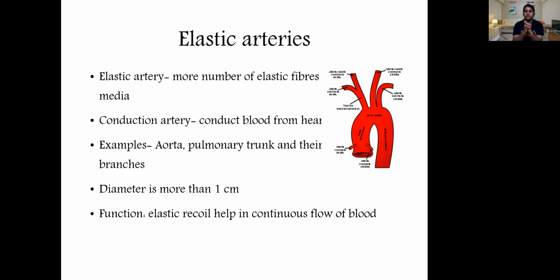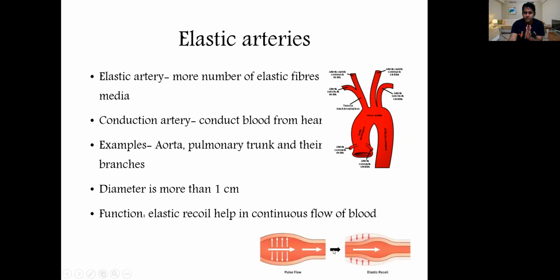The function of the elastic artery is that it creates the elastic recoil of the vessels, which helps in the continuous flow of the blood. Let us understand what the elastic recoil is. This picture depicts the elastic recoil nature of the artery. As the elastic artery has more elastic fibers, they maintain the elasticity, right? So when the heart is in the systolic phase, that is when the heart is pumping blood, it pumps the blood forcefully through the arteries, which helps in the dilatation of the vessels, right?